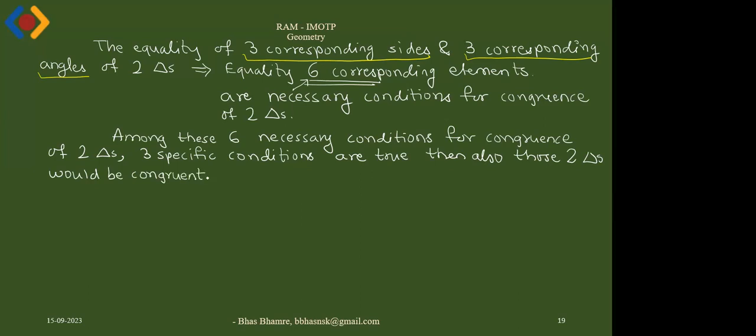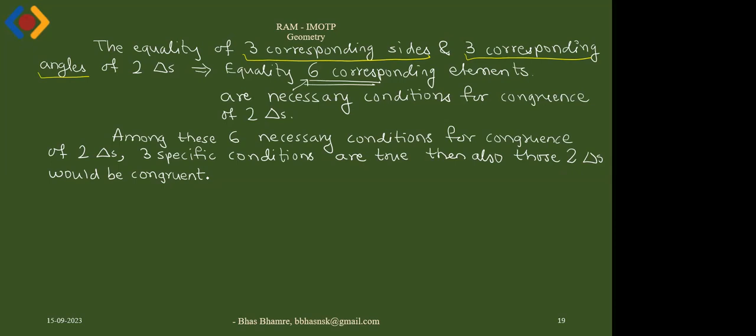Then also those two triangles would be congruent. So among these six necessary conditions, there are overall six necessary conditions. Which are they? Namely, equality of three corresponding sides and equality of three corresponding angles of two triangles. So among these six necessary conditions, if some specific three conditions are true, then also those two triangles would be congruent.